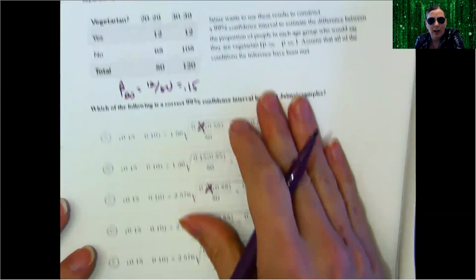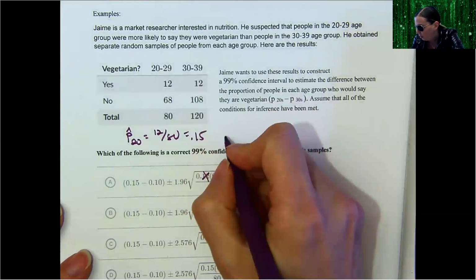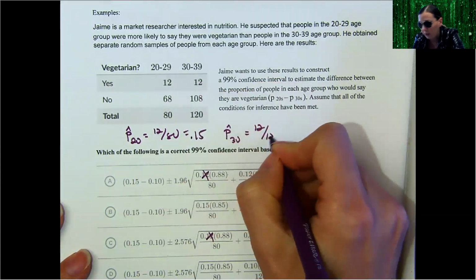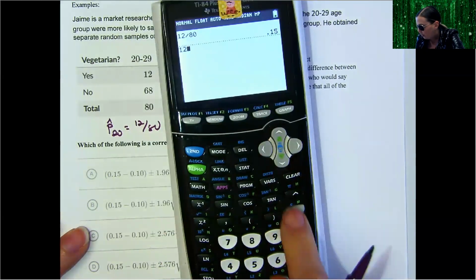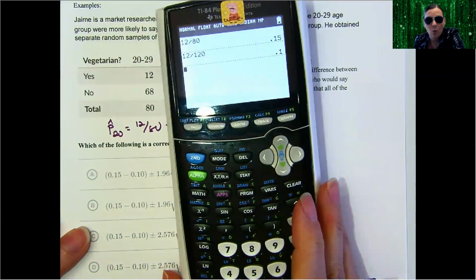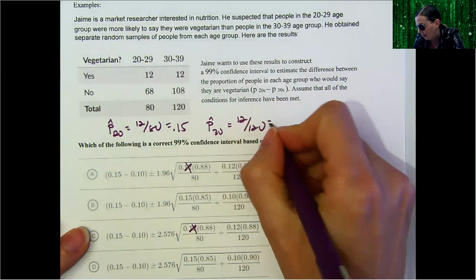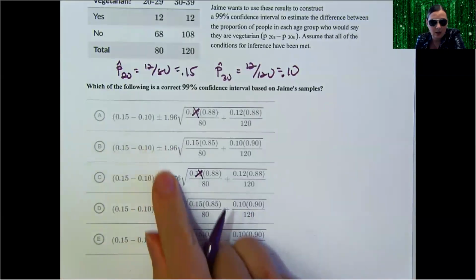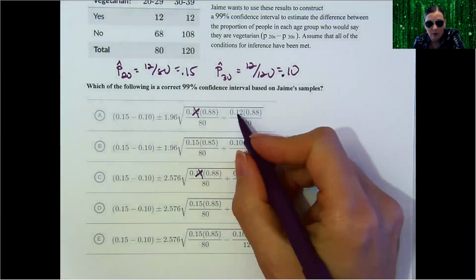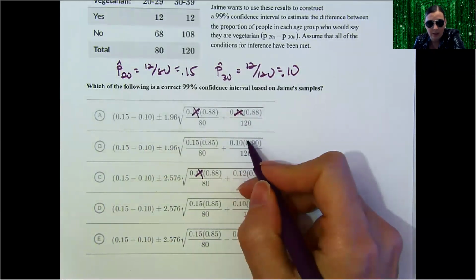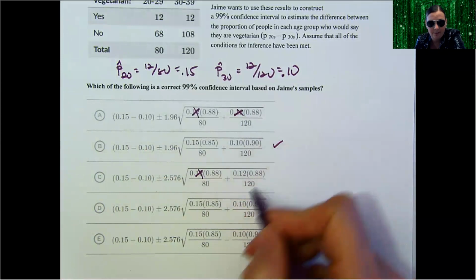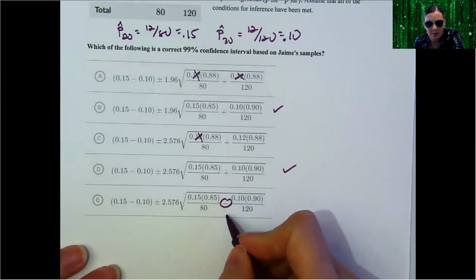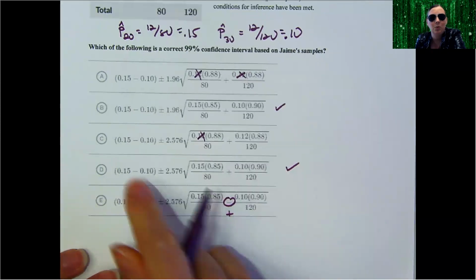All right, so now we need to check on the 30-year-olds. So the p-hat for our 30-year-olds, 20 of them are vegetarian out of 120. So 12 divided by 120 is 0.10. Should have done that in my head. Neo would be disappointed in me. 0.10 is all the way through. All right, notice over here, well, that one's already gone anyway. 0.10, so this looks okay. This one's not good because it's got a minus. The formula is a plus sign here. So it's between B and D.